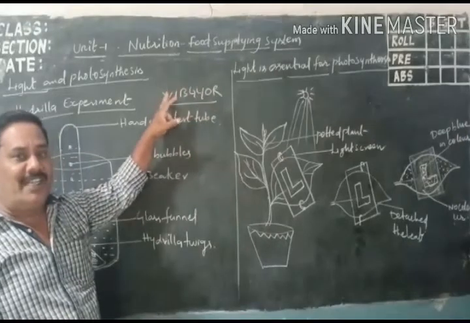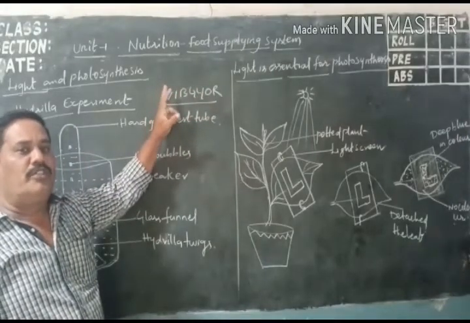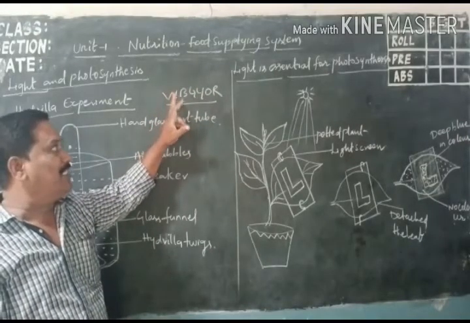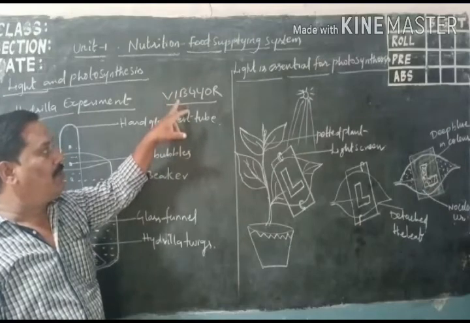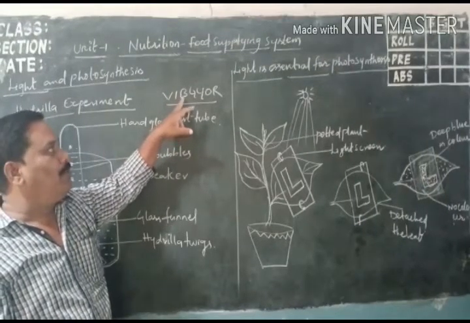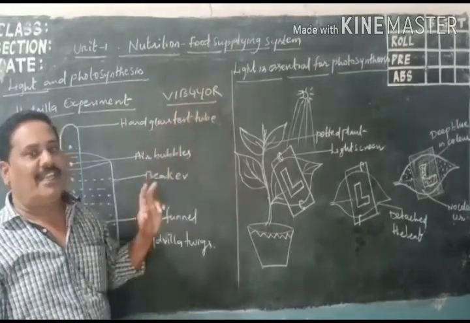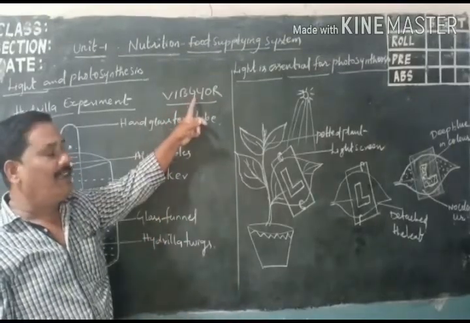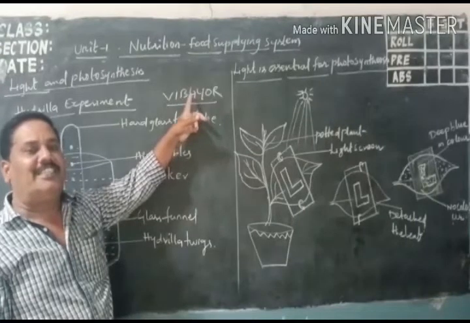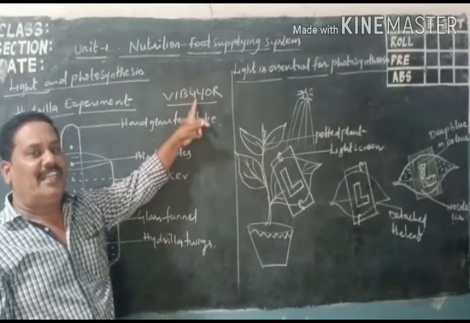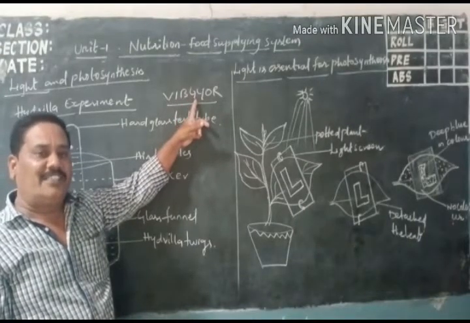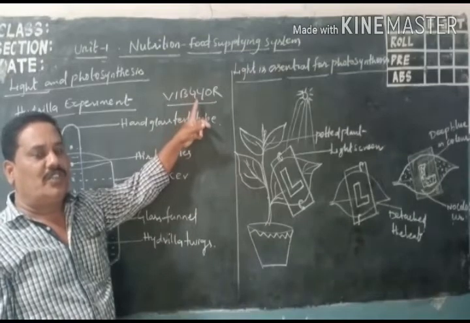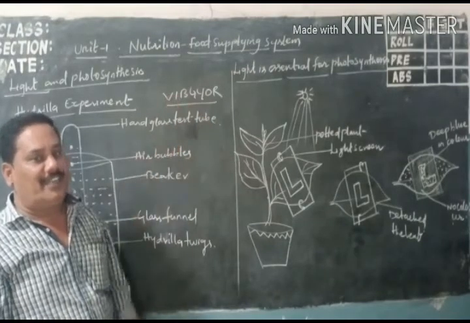In these seven colors, which color is most suitable for photosynthesis? Blue and red. They are suitable for photosynthesis. The green color of the light rays is reflected by the leaf. Why? The leaf is green in color, so only the green color is reflected.